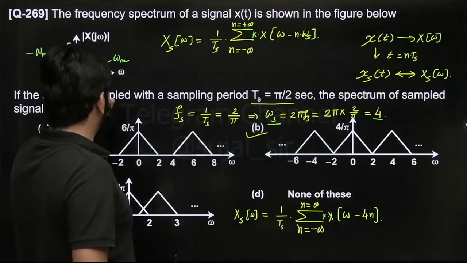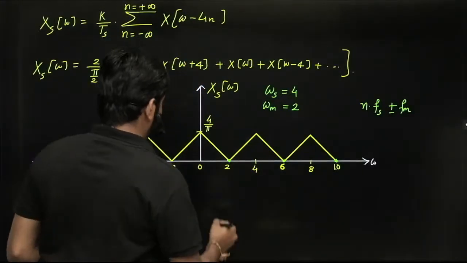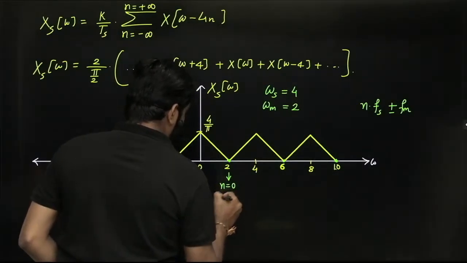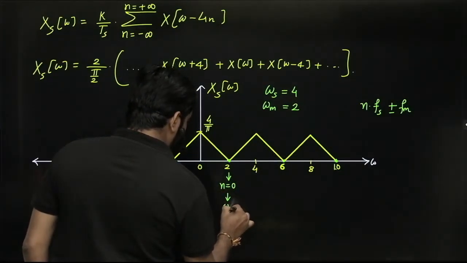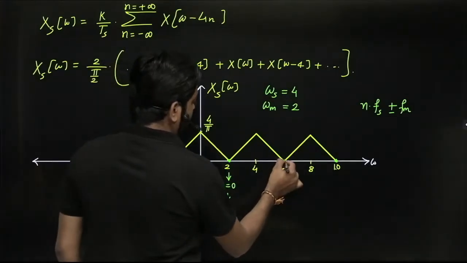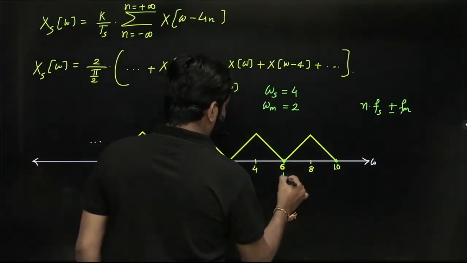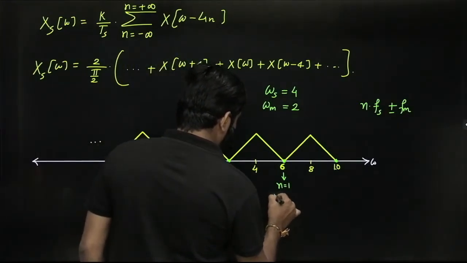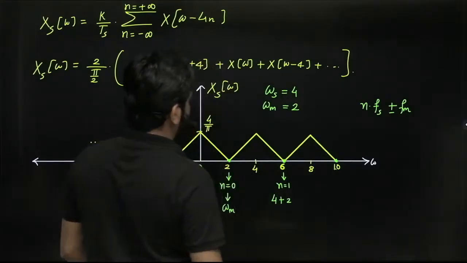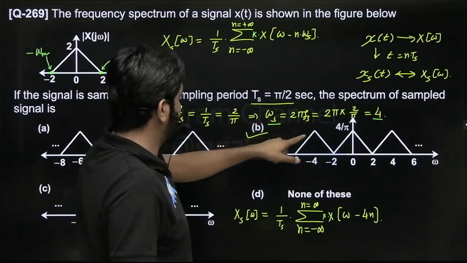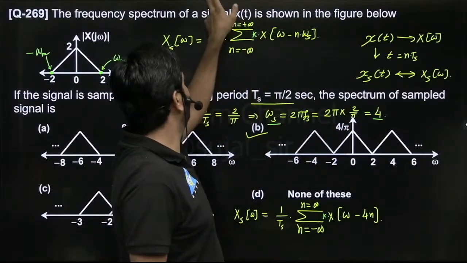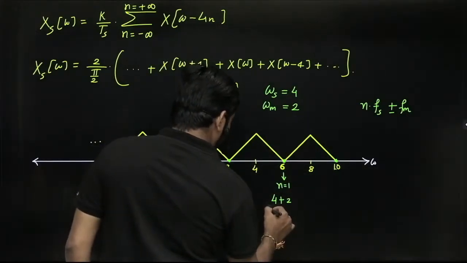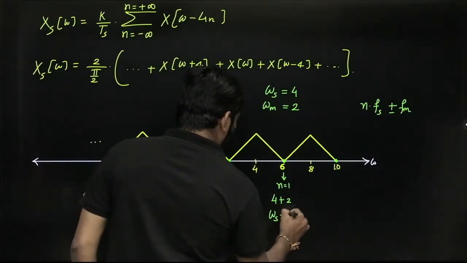Now these two are shifted to the right side and left side. Let us mark n equal to 0, which is nothing but omega m. What about this one? Let us mark n equal to 1. Can we write it like this? This is nothing but 4 plus 2. Here the sampling frequency omega s is 4 and omega m is 2. So 4 plus 2 is omega s plus omega m.